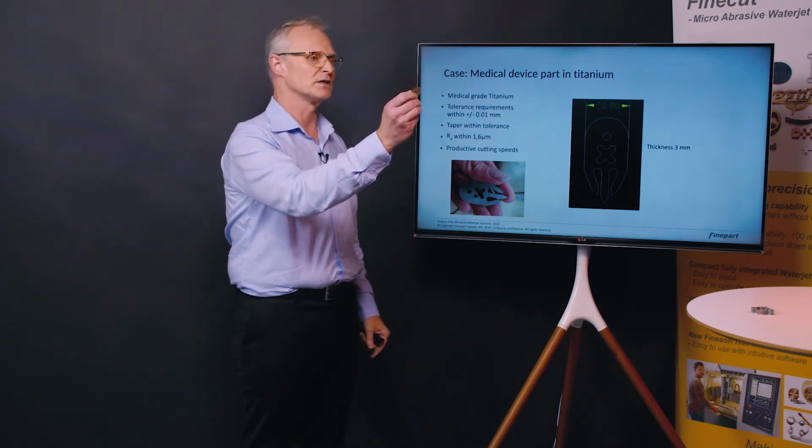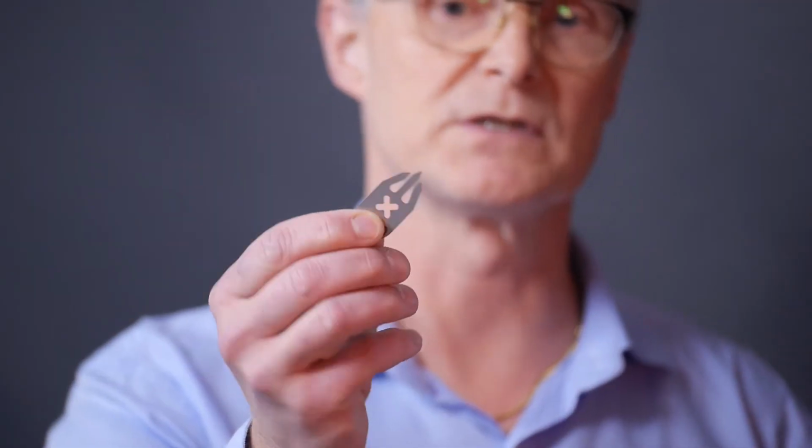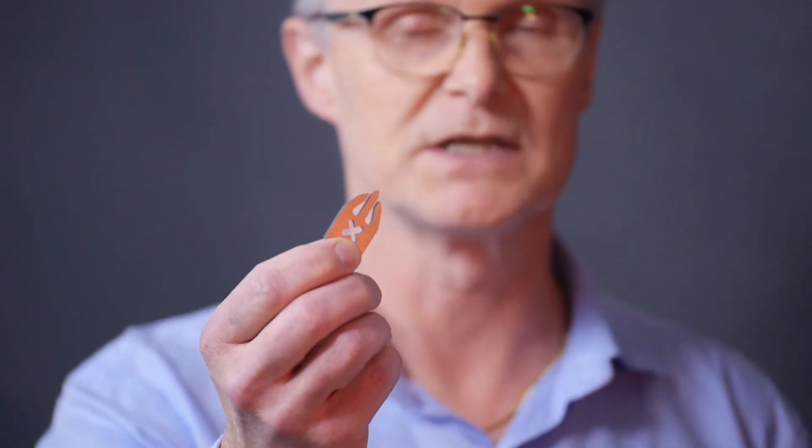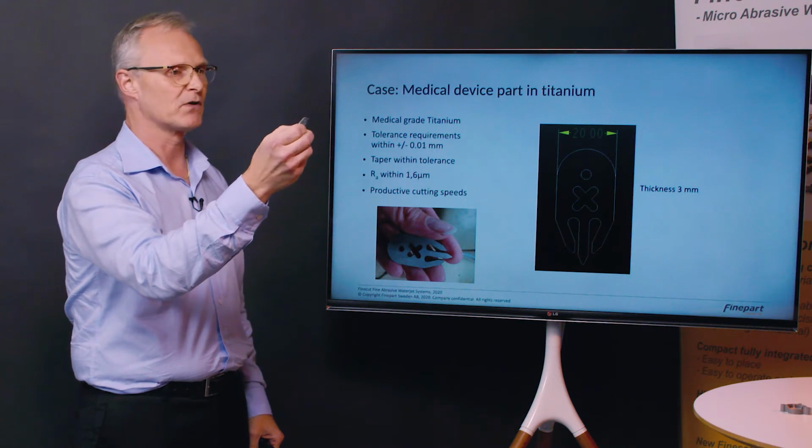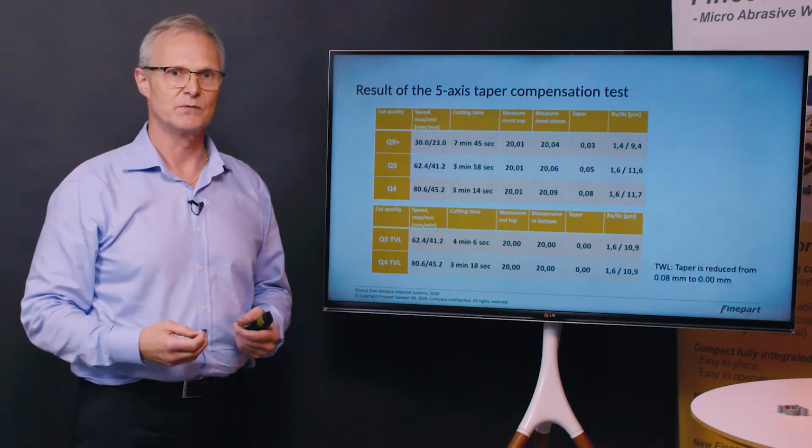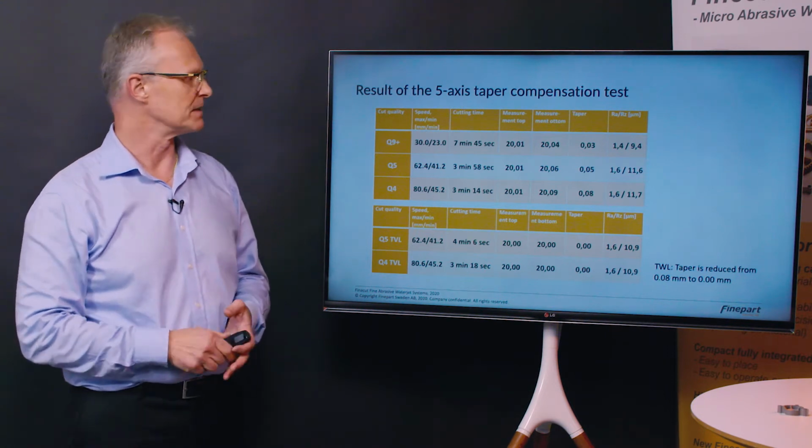This part has a tolerance requirement of plus minus 10 microns. It's made from 3 mm thick titanium. The taper of the cut must be within tolerance as well, and we need to have an RA value below or equal to 1.6 micron. And of course we would like to have a productive cutting speed for this part. When we were trying this, we have been making test cuts.